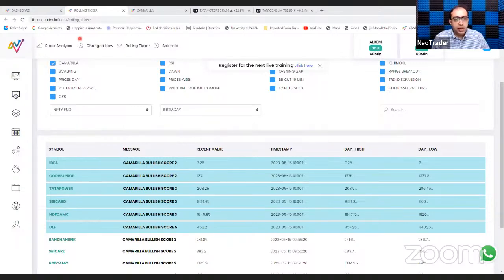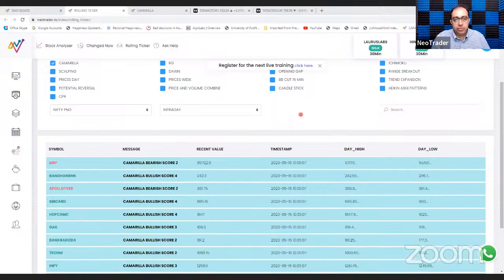ओके, SBI कार्ड. ओके, वेरी गुड. ऑलराइट. ओके, गोदरेज प्रॉपर्टी और SBI कार्ड. ओके, काफी सारे लोगों को SBI कार्ड का एनालिसिस अच्छा लगा.